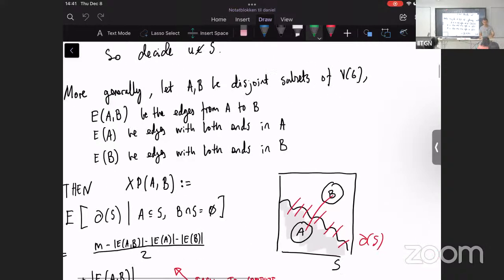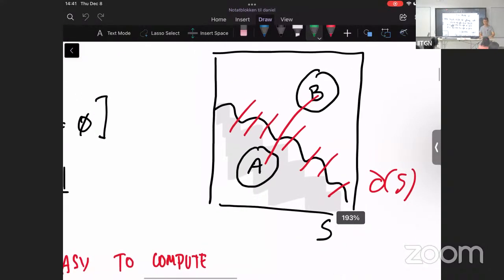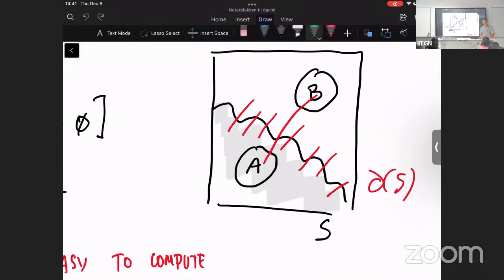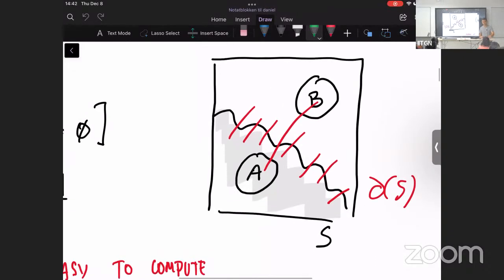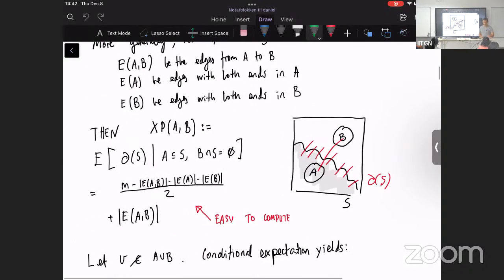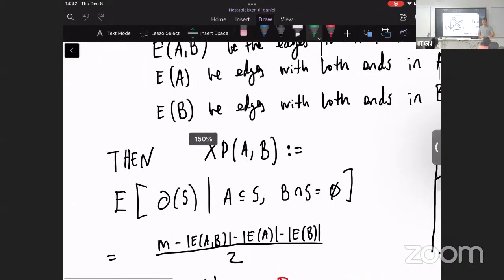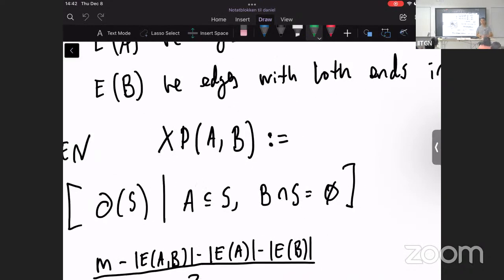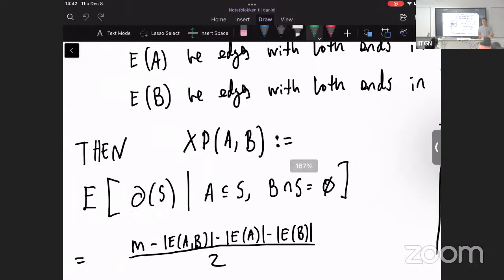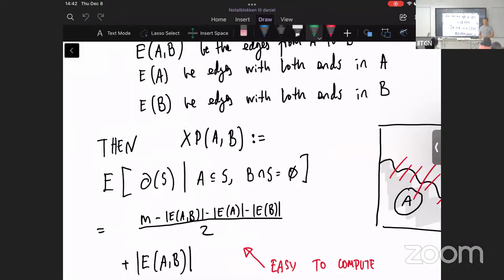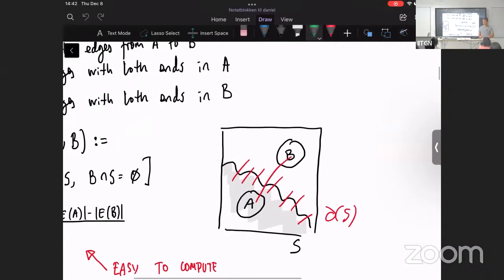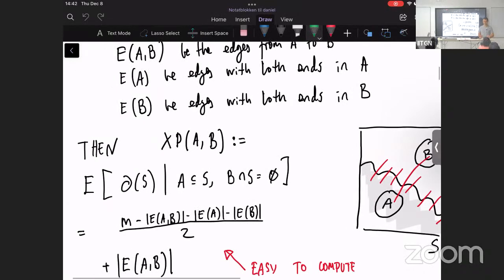Okay, so here is the picture. EAB are the ones that go between A and B. EA are inside A. EB are inside B. I'm going to define XP of AB to be the expected size of the cut, given that A is in S and B is disjoint from S. So XP of AB is the expected size of the cut given that A is in S and B is not in S. Then what do we know?